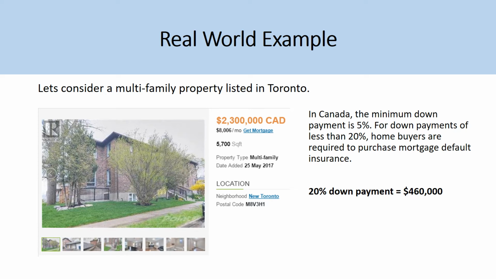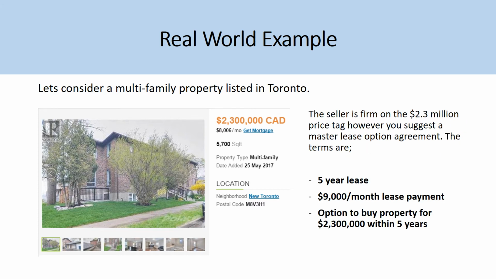Again, assuming that the market is stable, you can walk in there with zero equity and set up a deal. Let's take a look at that. The seller is currently firm on the $2.3 million price tag. However, you suggest a master lease option agreement. The terms are a 5-year lease.